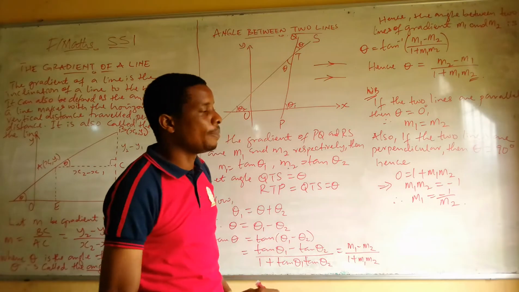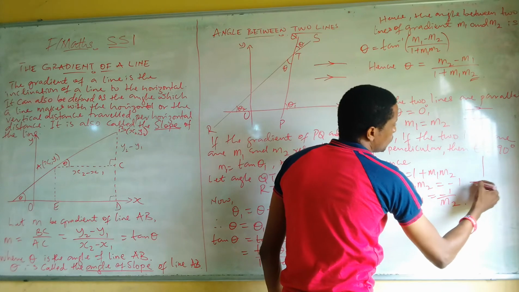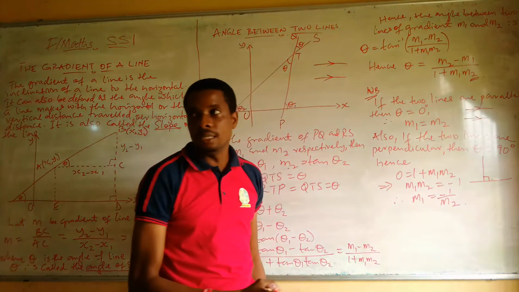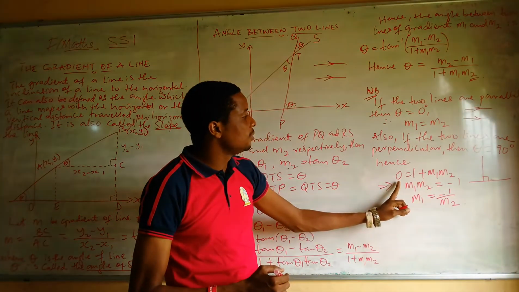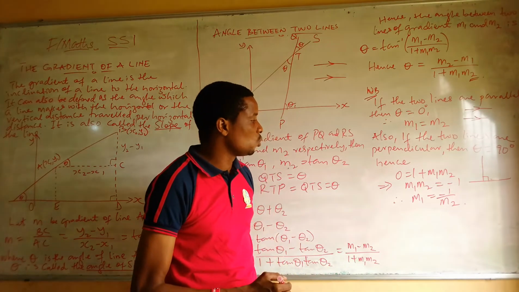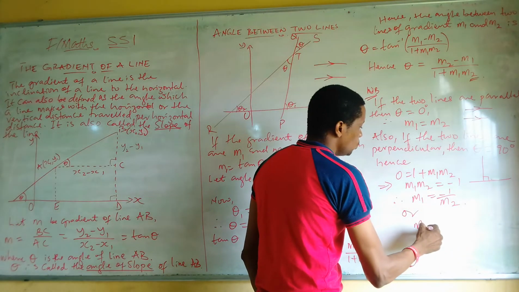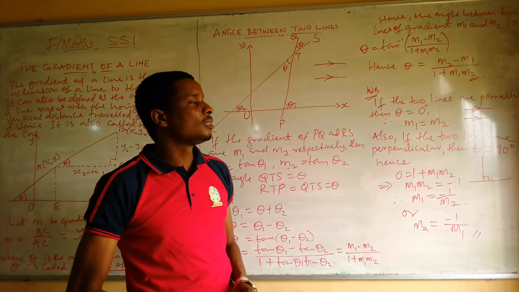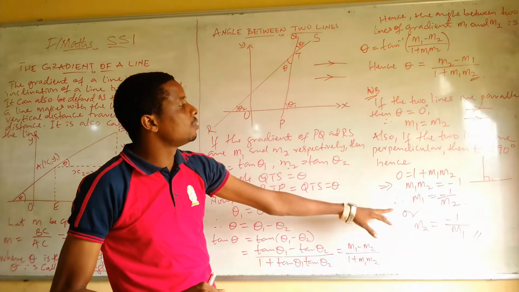But if the lines are perpendicular, this is for parallel lines. Now this is for perpendicular lines. That means the angle between them is 90. So if the angle between them is 90, then we can say that the denominator 1 plus M1 M2 is equal to 0. M1 M2 will be equal to minus 1. Then M1 is equal to minus 1 over M2, or M2 is equal to minus 1 over M1. So that is the angle between two lines, then the gradient between them.